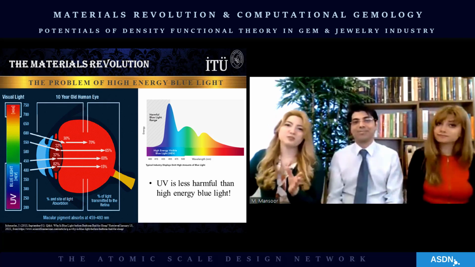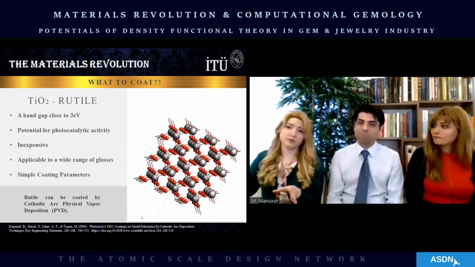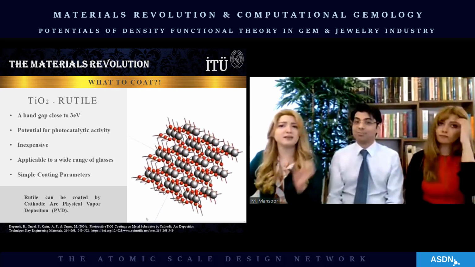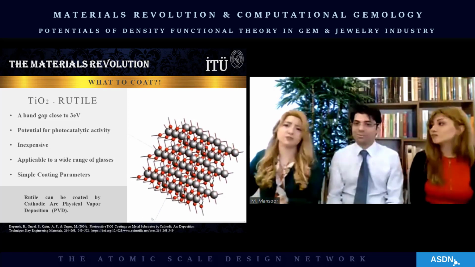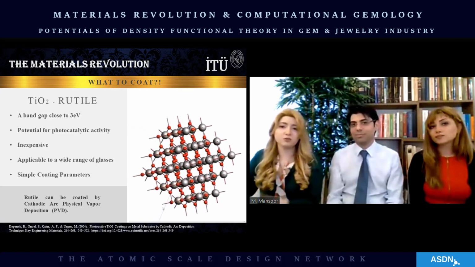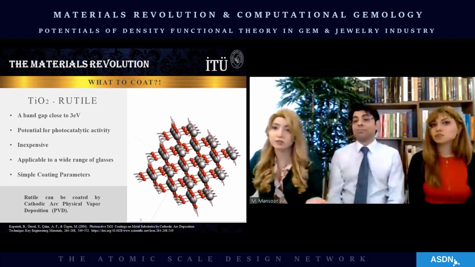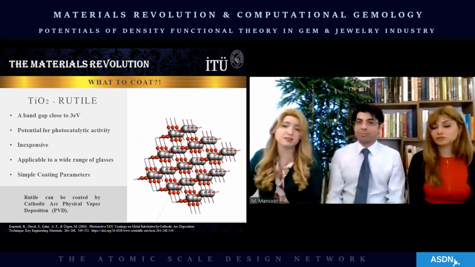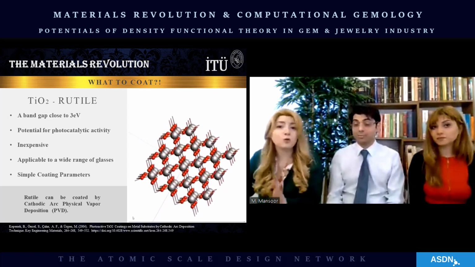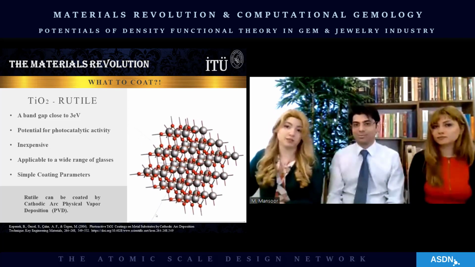So we chose to study rutile as it already has a band gap of 3 electron volts, and all we needed was making it narrower by a fraction of eV through playing with its defect chemistry and doping. Rutile has several advantages. It's inexpensive, possesses potential for high photocatalytic activity, and it can be coated in cathodic arc PVD, which is a fairly new Russian technology.